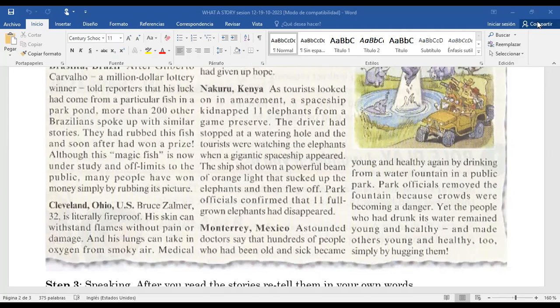Astounded, doctors say that hundreds of people who have been old and sick became young and healthy again by drinking from a water fountain in a public park. Park officials removed the fountain because crowds were becoming a danger. Yet the people who had drunk its water remained young and healthy, and made others young and healthy too, simply by hugging them.